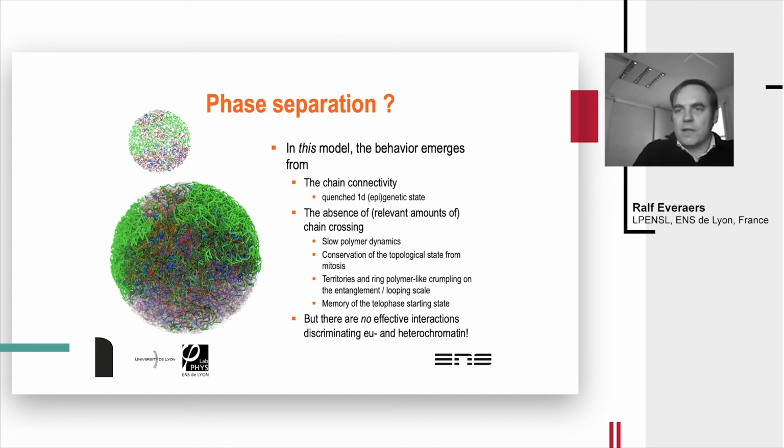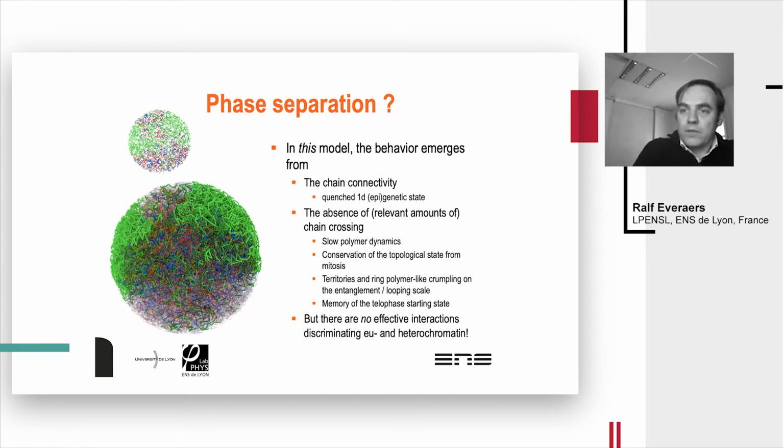Everybody is excited about phase separation in these biological systems, and so you now look at results that come out of this kind of modeling. And you would say, yeah, of course there's a segregation of the green stuff from the rest. Only in this model, we know that the only ingredients were the chain connectivity and the position of the heterochromatin along the chain. The other ingredient was that the chains could not cross each other, so we had slow dynamics, topological constraints, territories and all that.